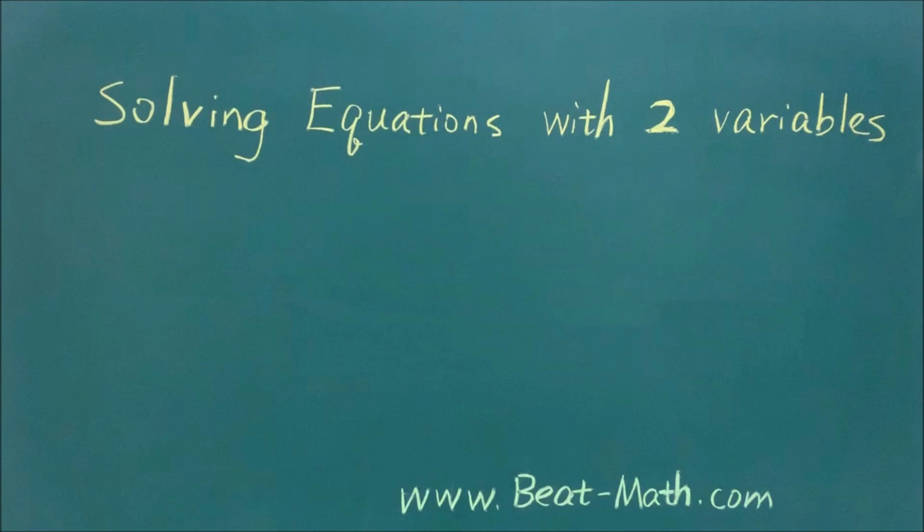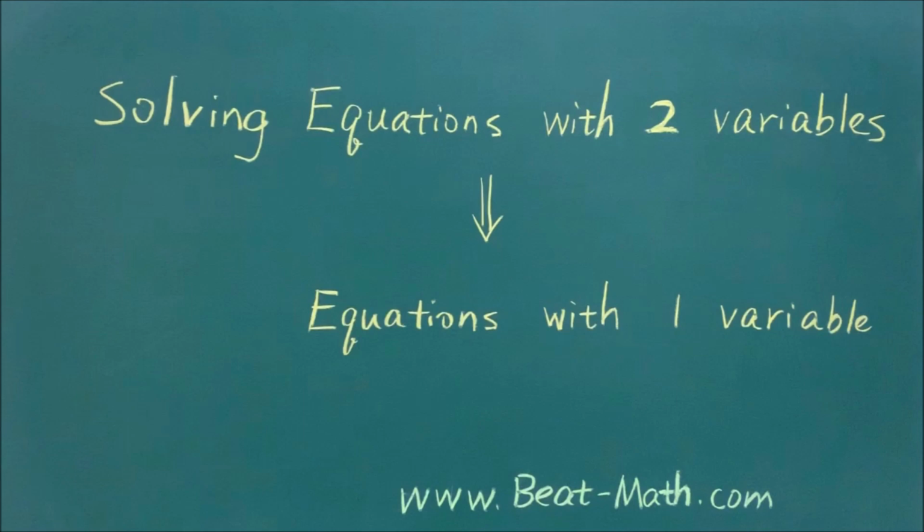The essential idea to solving equations with two variables is to turn them into equations with one variable, which we already know how to solve. It means we need to find a way to eliminate one variable, but how?